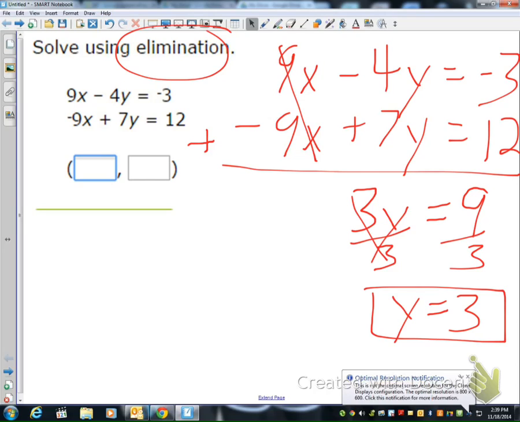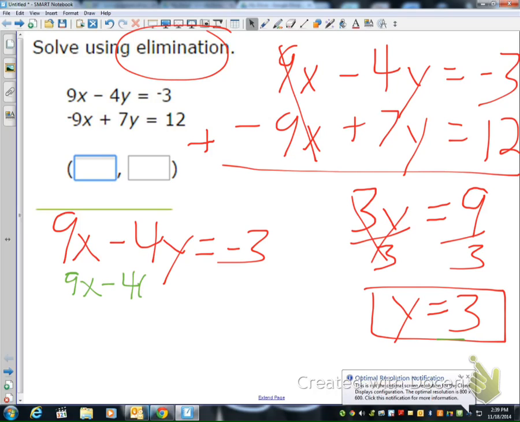All right, so we add them together. That eliminates one term, in this case the x term, which leaves me with 3y equals 9. Divide by 3, we get y equals 3. And then just like every other kind, we plug in, pick either equation. So I'll use the first one. 9x minus 4y equals negative 3. I'm going to replace y with 3. So I get 9x minus 4 times 3 equals negative 3. So 9x minus 12 equals negative 3.